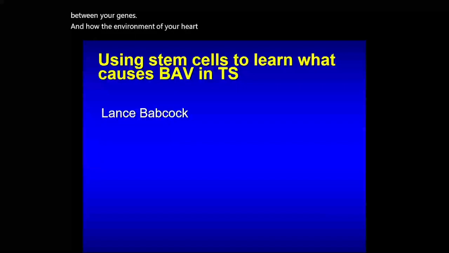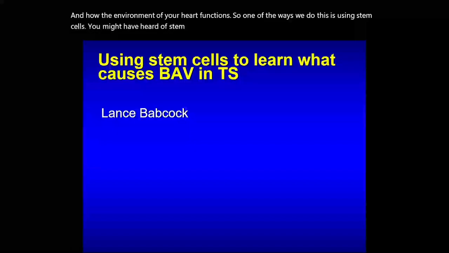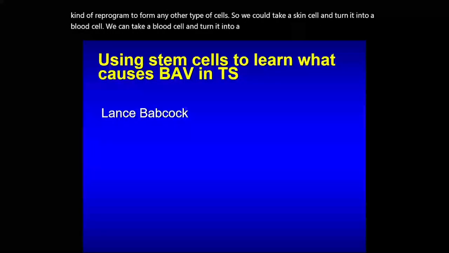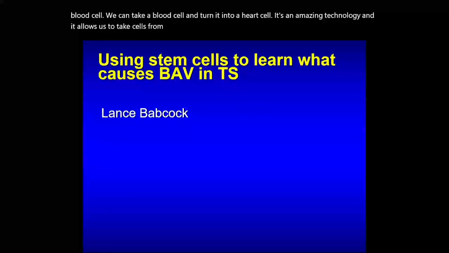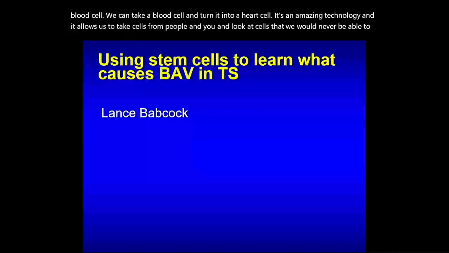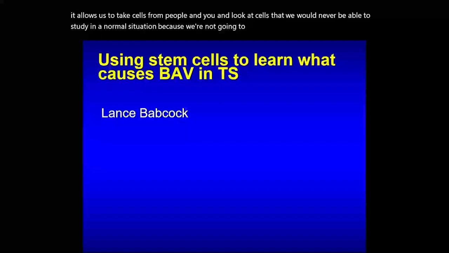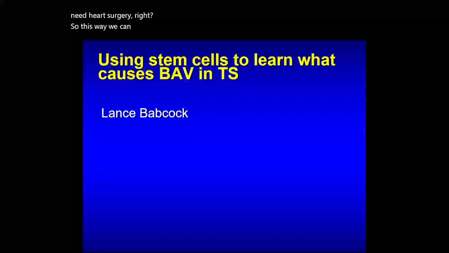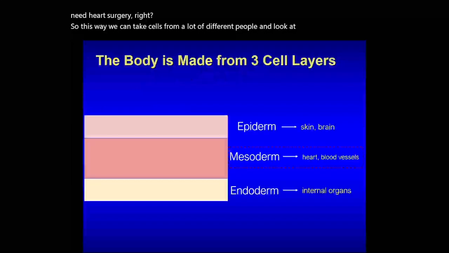So one of the ways we do this is using stem cells. You might have heard of stem cells. They're cells that we can take from your body and kind of reprogram to form any other type of cell. So we could take a skin cell and turn it into a blood cell. We can take a blood cell and turn it into a heart cell. It's an amazing technology, and it allows us to take cells from people and look at cells that we would never be able to study in a normal situation, because we're not going to take heart cells from people who don't need heart surgery, right? So this way we can take cells from a lot of different people and look at how they are different.